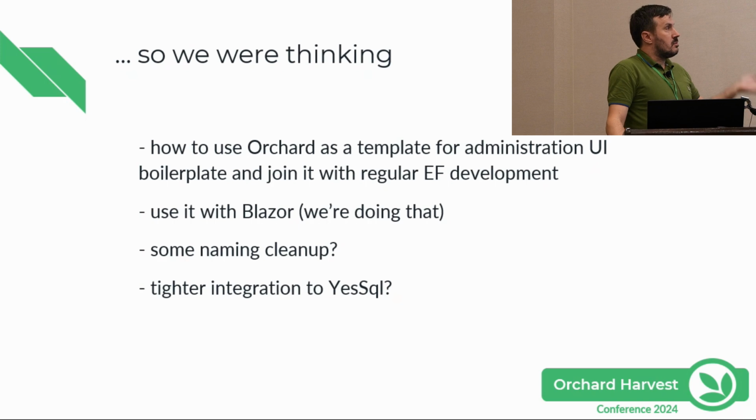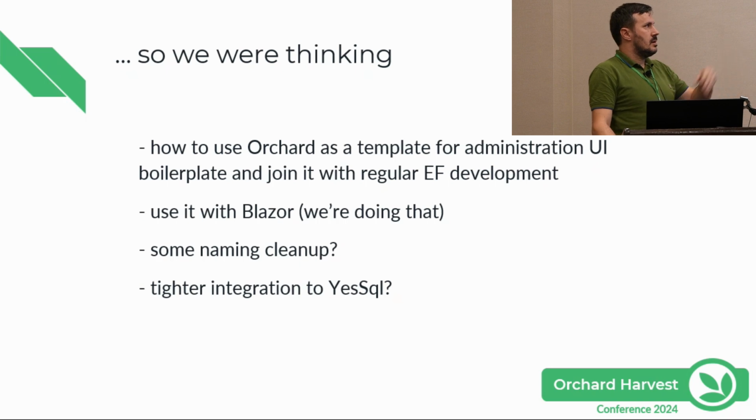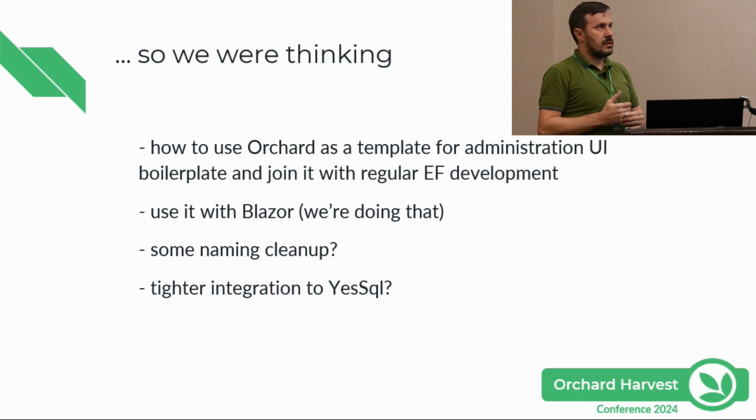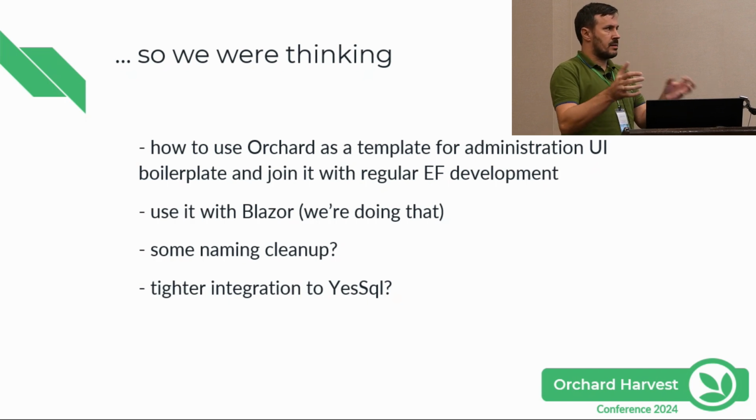So this is something we were thinking about. This is what we actually do now. We take Orchard as a starting place, something that we start with, and then we do some kind of regular Entity Framework development or ASP.NET development, doesn't matter. We are actually doing some kind of Blazor development with it. I'm not sure where we are, my colleague is doing more with that, but we are mingling those two.